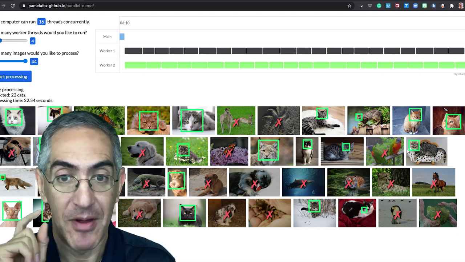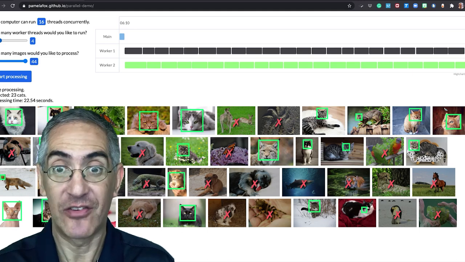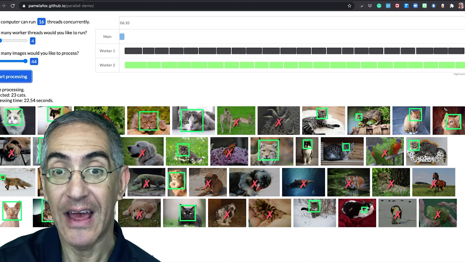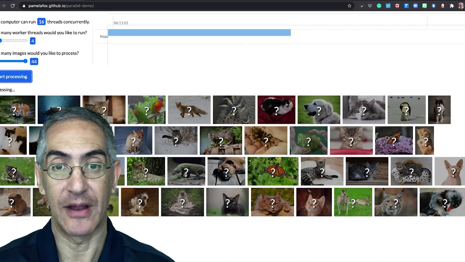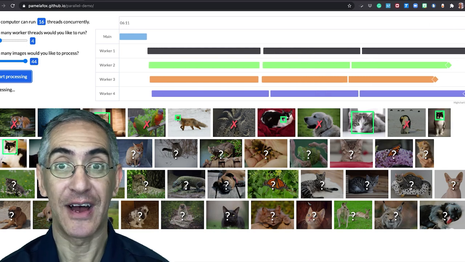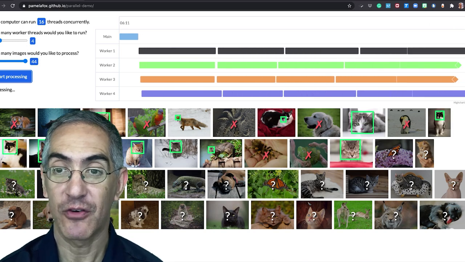And now I'm at 22.5. So I need to be getting, what's half of that? That's 11.25. Can I get to 11.25 for there? Okay, let's try it. And look how cool this visualization is. We're watching this in real time. Can I get to 11.25 seconds?